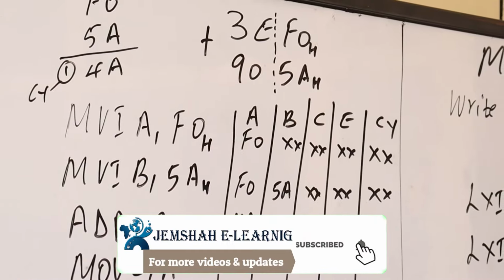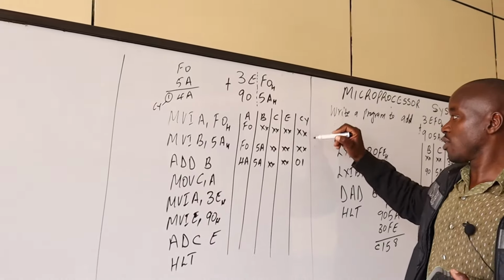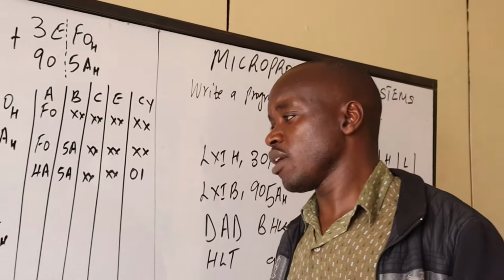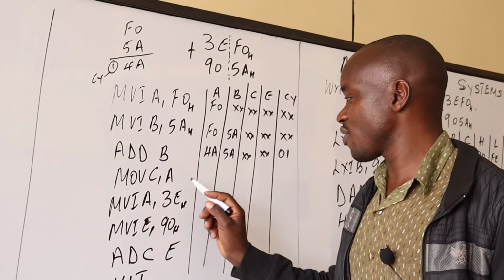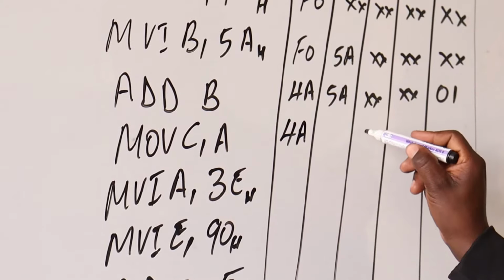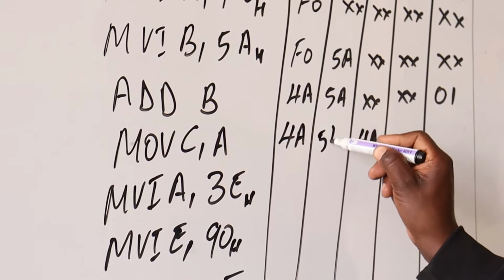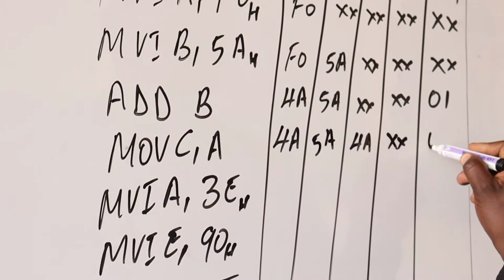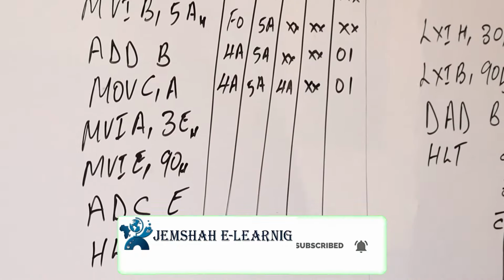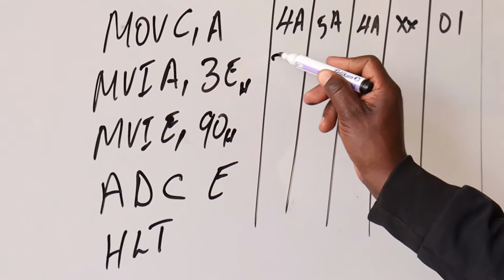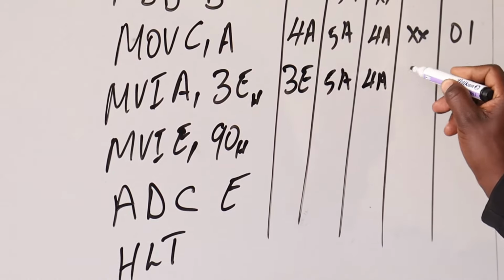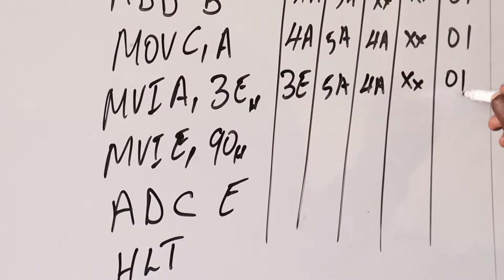So the moment the carry occurs, what I want you to show as a candidate is that the carry goes directly to the carry flag. Otherwise, copy the result from whatever is in A to C. Now we are sure in C we have something. Here we have 4A. In C we have also 4A. Here we have 5A. We don't know what is here, but we have the carry. Next instruction, move immediate, register A, 3E. So now we are sure here we have 3E. Here we have 5A, here we have 4A. Here we don't know what is there. Here we have the carry.